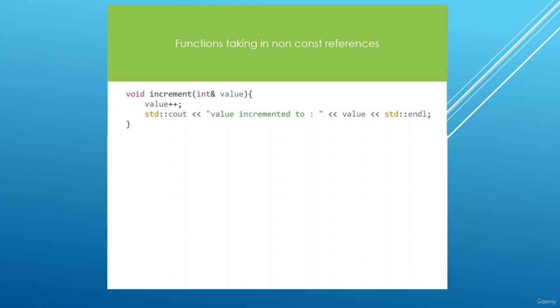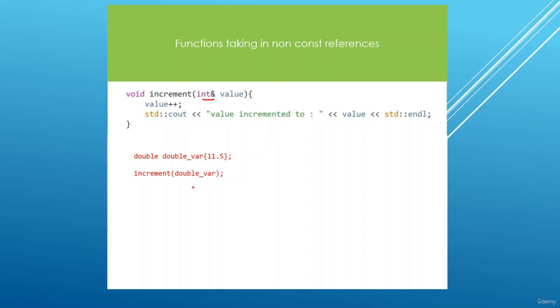We have our increment function. The increment function is taking an int reference, and we're going to set up our variable again. So we're going to say double var, and we're going to put in 11.5 like we always do. This is how it's going to work. And we're going to say increment, and we're going to say double var.